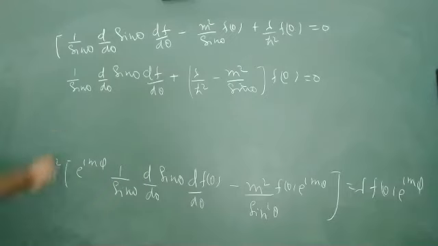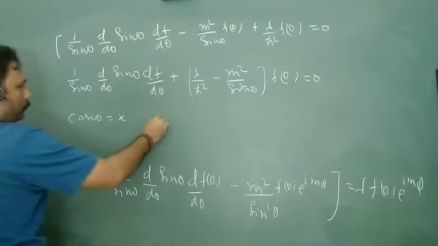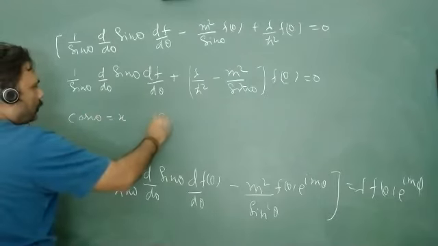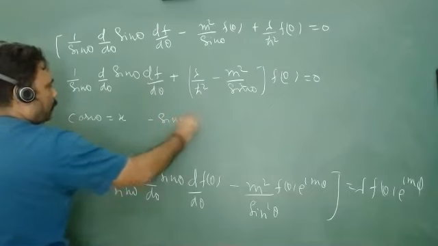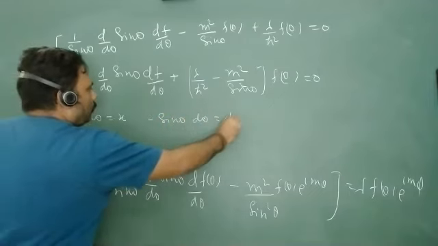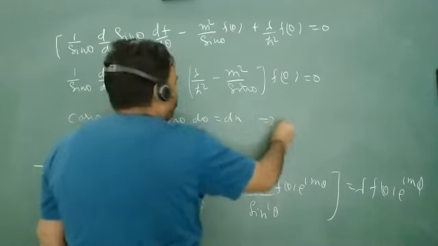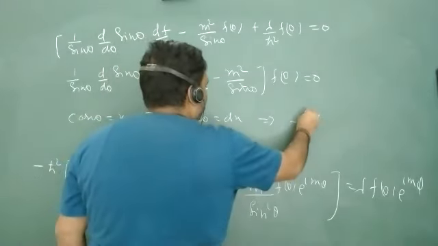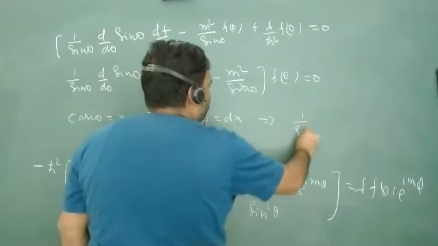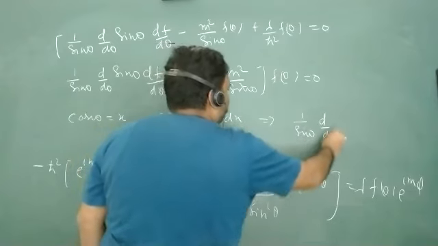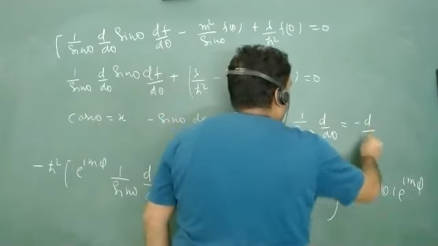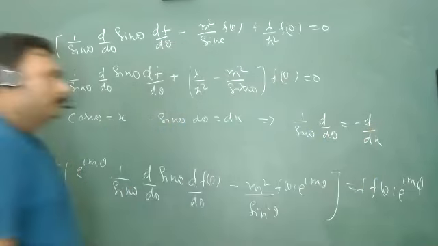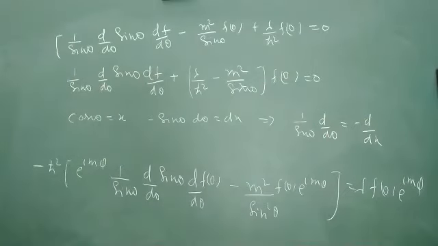So how will we solve it? We will put cos θ equal to x, then minus sin θ dθ is equal to dx. So this can be treated as an operator: 1 upon sin θ d/dθ is minus d/dx. So we can use this particular trick.